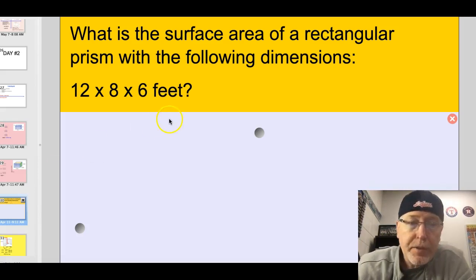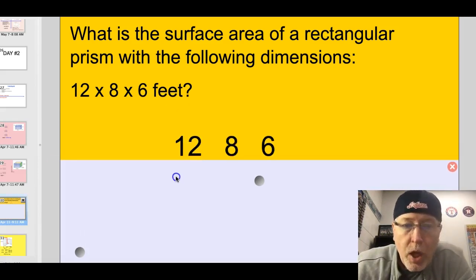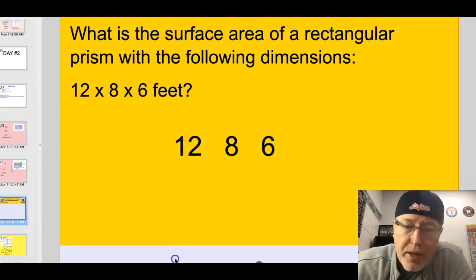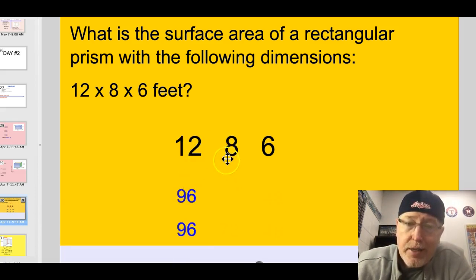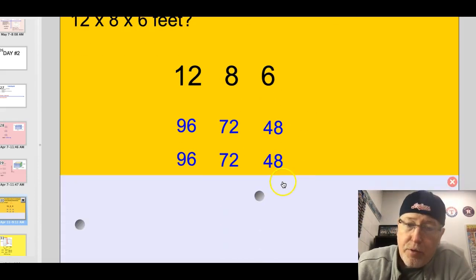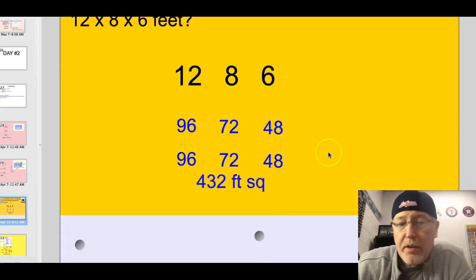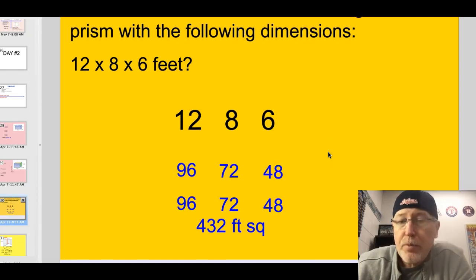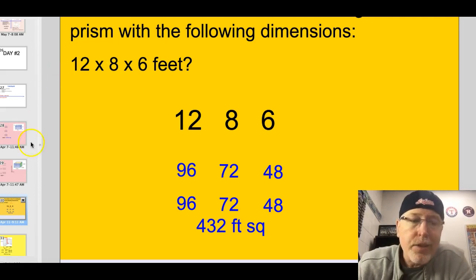All right, see how you did. Well, these ones without measurements, I like the speech bubble method. So if I did my 12 times 8, I would have 96 and 96. If I did 12 times 6, I would have 72 and 72. If I came back across the top, if I did 6 times 8, then I have 48 and 48. Add those bad boys all up, you got 432 square feet. I think that's a pretty fair way of showing work too. Not bad, huh? Yeah, I knew you'd get this.